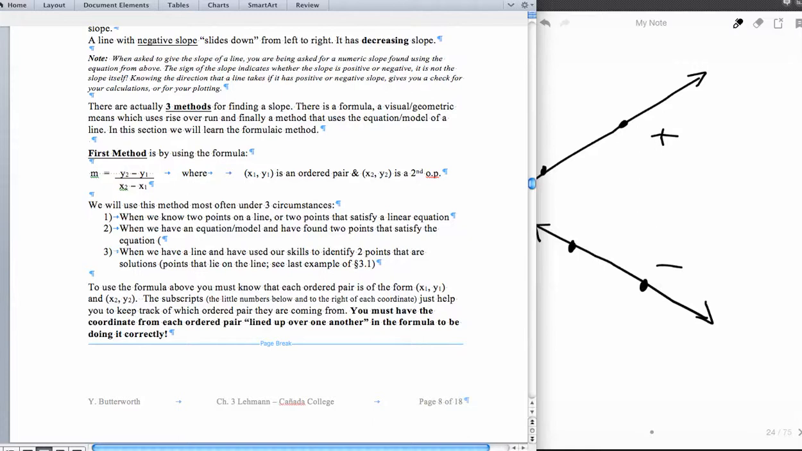So this is deemed by your book as the slope formula. This says that m, the slope, is equal to y2 minus y1 over x2 minus x1, where x1, y1 comes from an ordered pair, and x2, y2 comes from an ordered pair. So that's your second ordered pair. Now these little numbers to the right and below are called subscripts, and they just help us to take care of which ordered pair we're choosing from. And you'll notice right here, y2 and x2 are lined up over one another, and y1 and x1 are lined up over one another. That helps us keep the fact that this set is from an ordered pair and this set is from an ordered pair. Bottom to top ordered pair, bottom to top ordered pair.